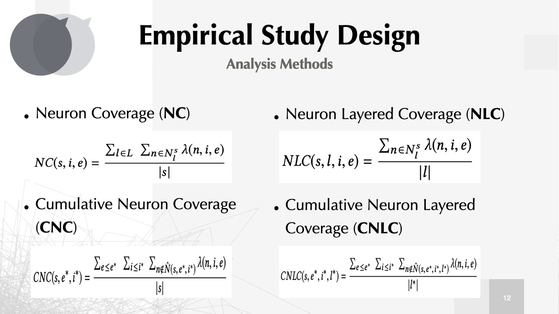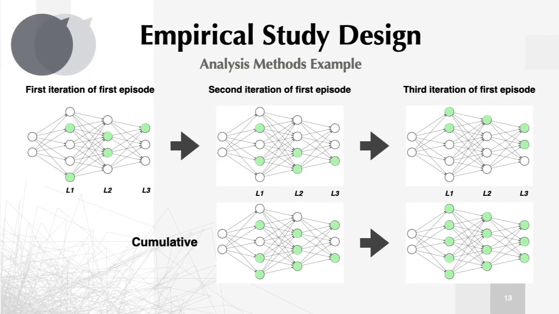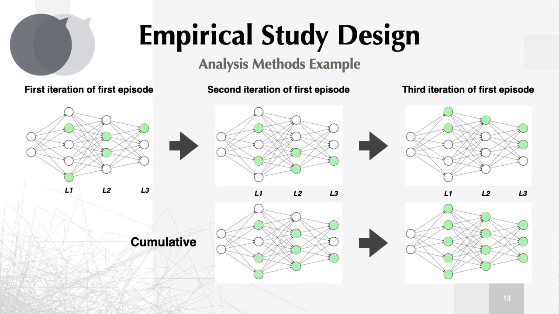The third metric is cumulative neuron coverage, that is the total number of neurons that had been activated until a specific time step. And finally, the last metric is cumulative neural layer coverage, that is the same as cumulative coverage, but again for a specific layer. These cumulative metrics will help us to address our research question about the evolution patterns. This is because these metrics take into account previous values, so we can evaluate evolution in a better way. Let's look at this example to better understand our metrics.